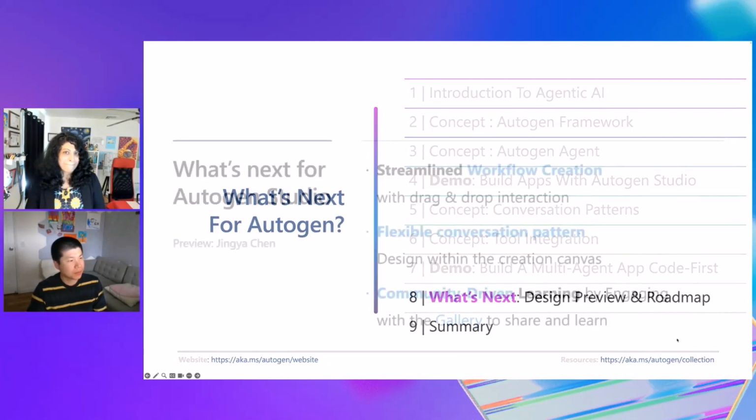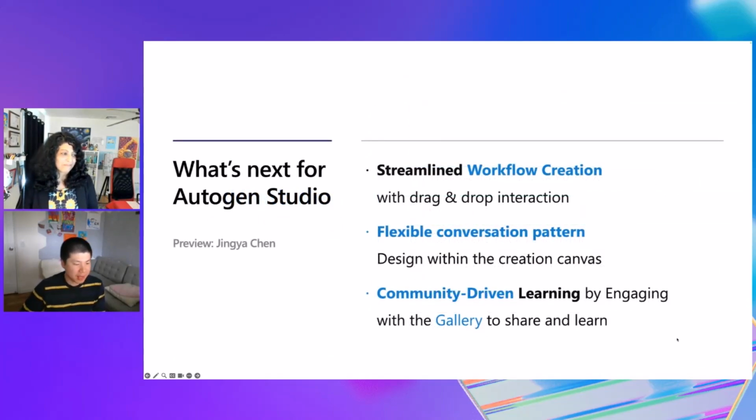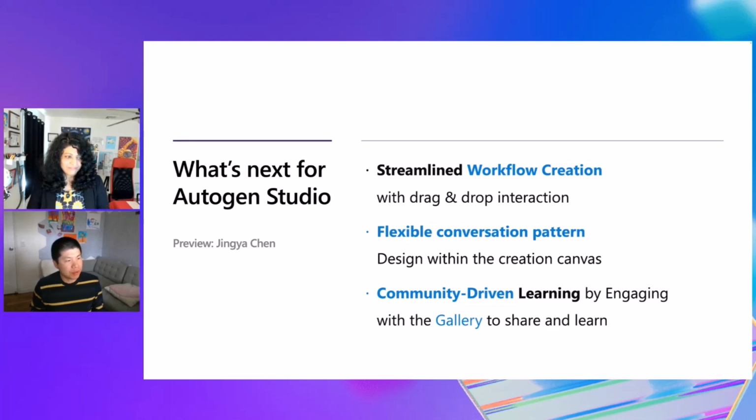So let's take a look at what's going to happen next for Autogen and Autogen Studio. For Autogen Studio, we are working on a redesign, and this allows us to give a much more streamlined workflow creation with drag and drop interactions. We're also going to add many more conversation patterns beyond the group chat that we currently have in Autogen Studio, and we allow users to design their own conversation patterns using the canvas. We're also going to double down on community-driven learning by engaging with the gallery to share and learn different creations created with Autogen Studio.